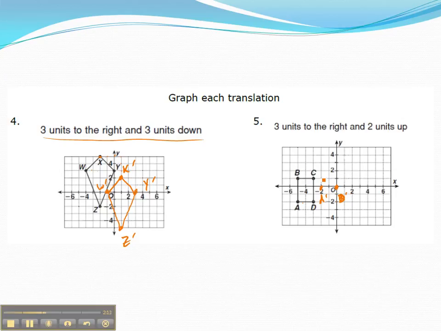B, 1, 2, 3 to the right and 1, 2 up. B prime. And C, 1, 2, 3 to the right and 1, 2 up. C prime. So that translated rectangle is shown there.